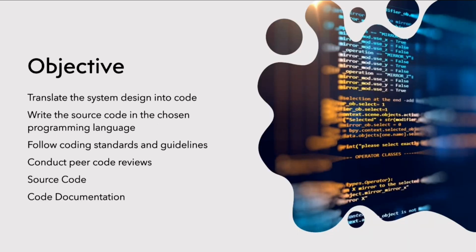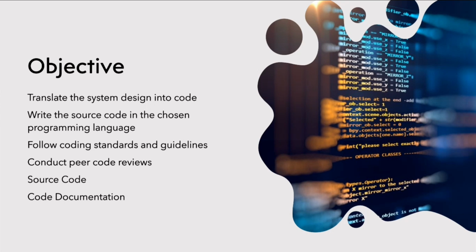Now, what kind of objective are we doing here? So basically here we translate the system design into code, and we are also writing the source code with the chosen programming language. Sometimes different kinds of programming languages are involved, like Java, sometimes Python, now Next.js also, so we have to choose among these different programming languages here. Then sometimes we have to change the programming languages also.